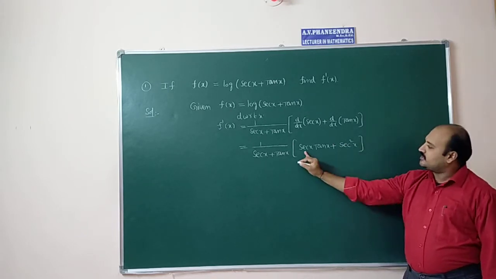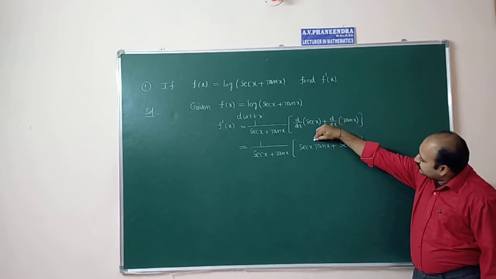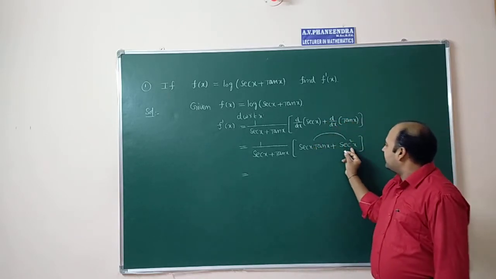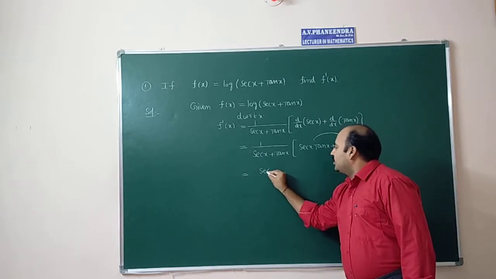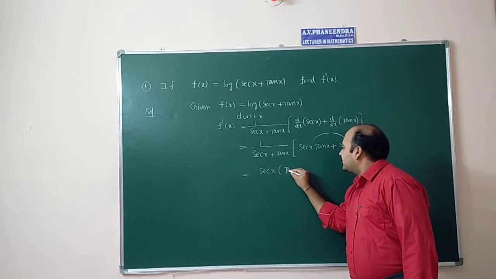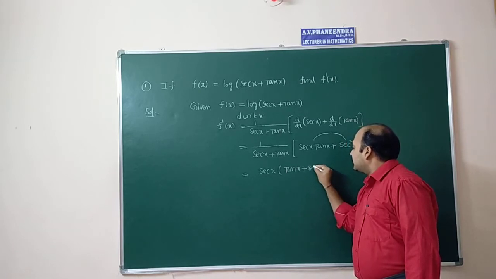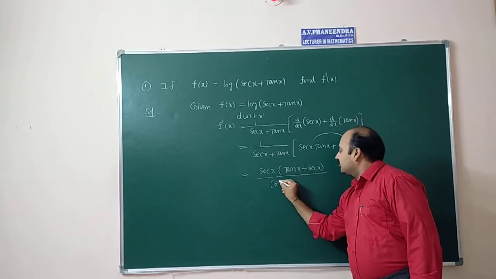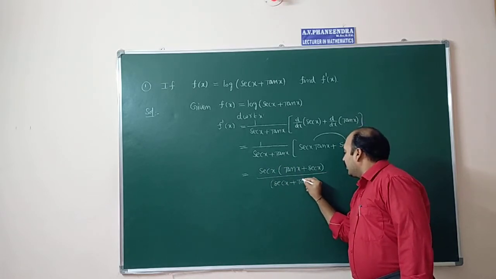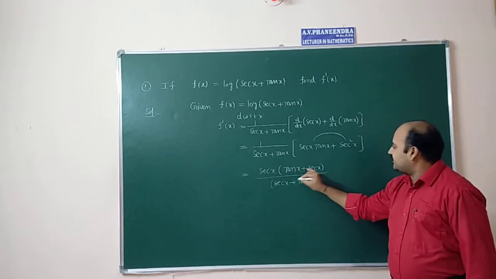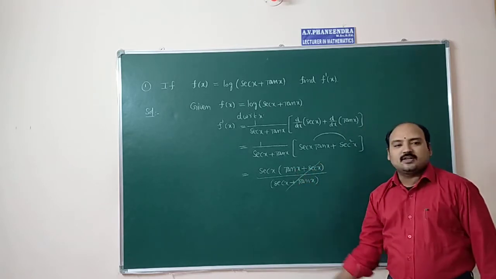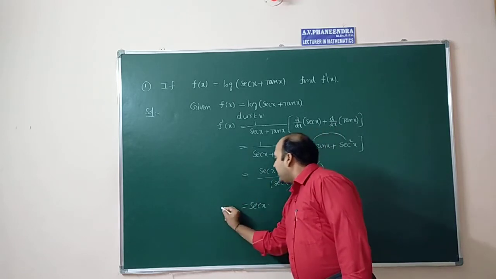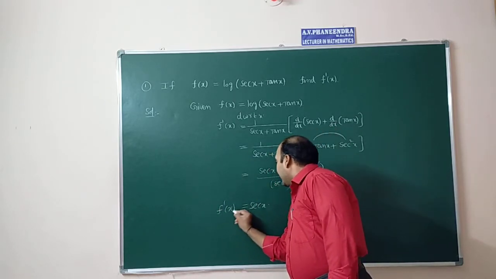Observe this term here: secant x tan x plus secant square x. From these two take common secant x. So it becomes secant x into tan x plus secant x whole divided by secant x plus tan x. Observe these two values, secant x plus tan x and secant x plus tan x. These two will be cancelled. So the rest of the term is secant x. Therefore, f dash of x is equal to secant x.